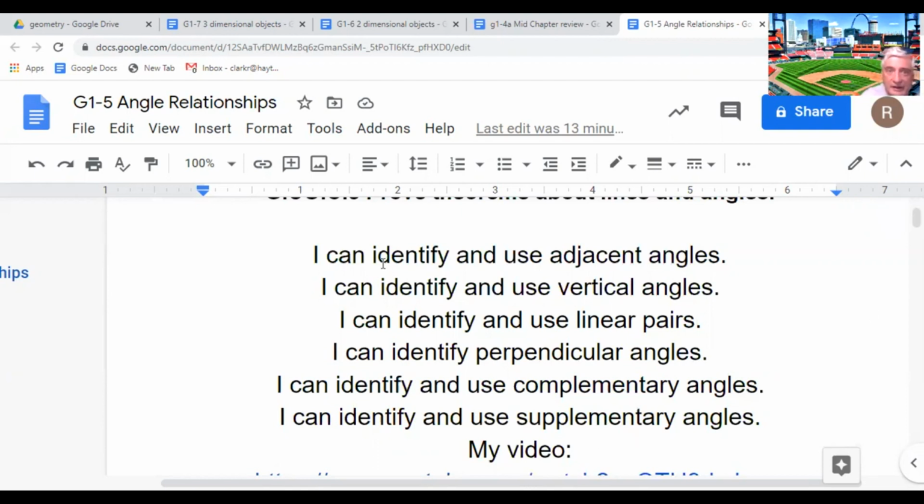Today, your I can statements: I can identify and use adjacent angles, vertical angles, linear pairs, perpendicular angles. I can use complementary angles. I can identify and use supplementary angles.